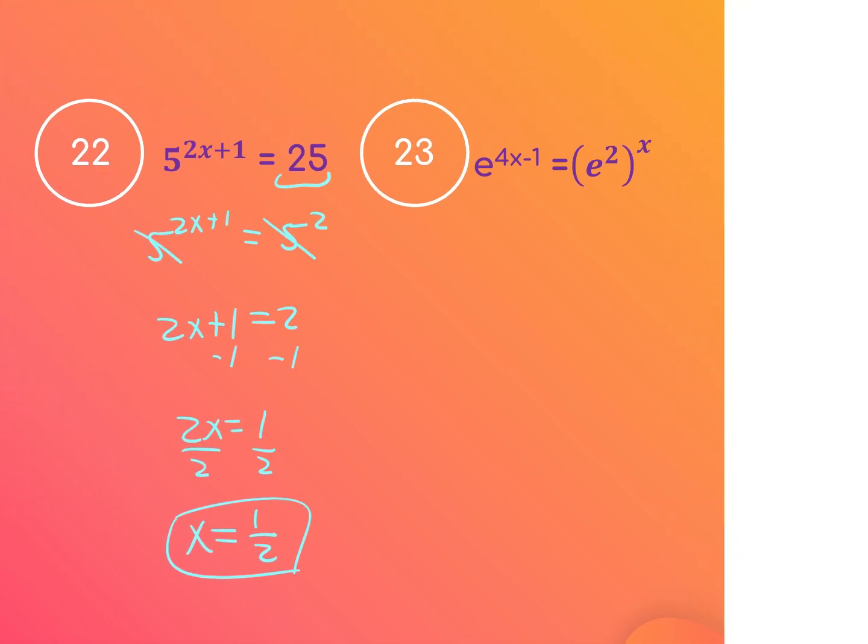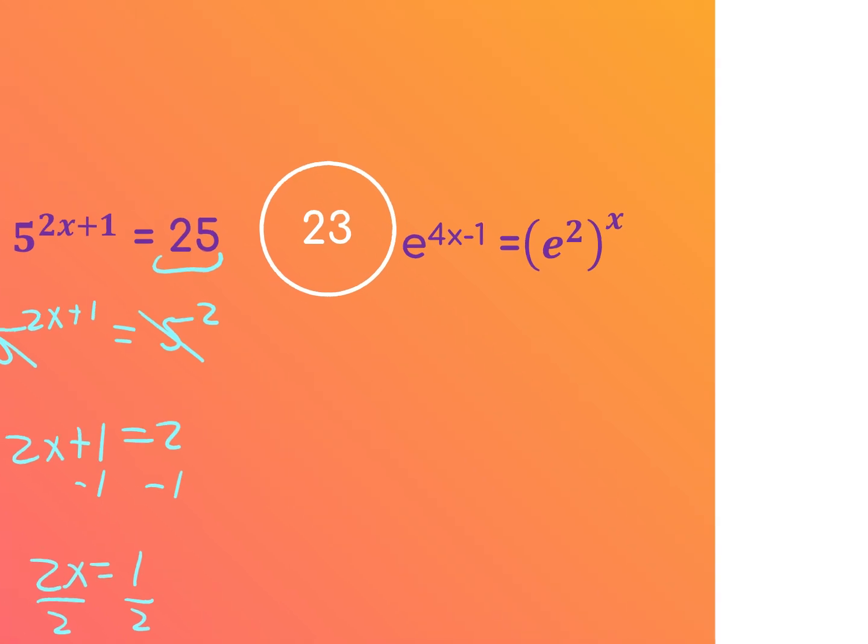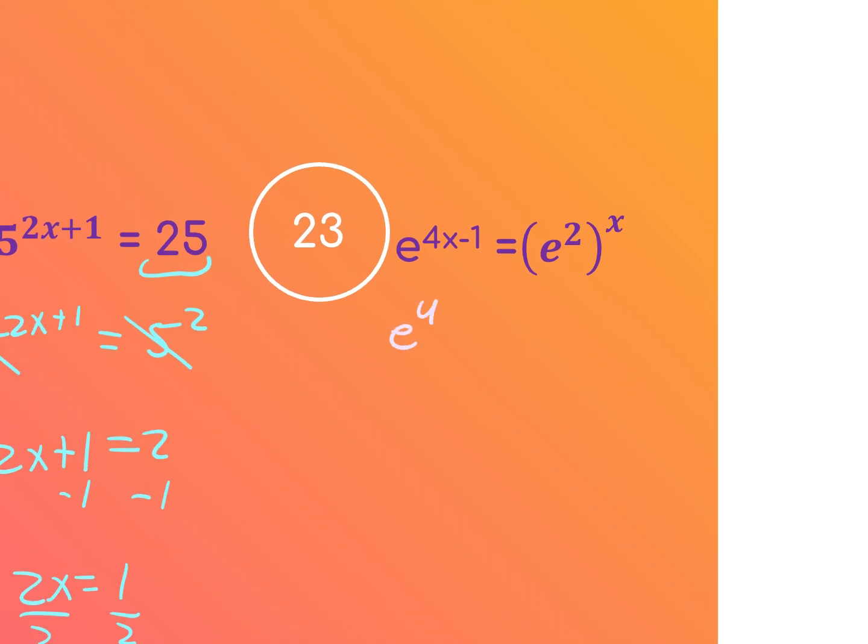This next one, I didn't go into too much detail about e yet, but what I did say was you can treat it just like any other number. E is a number. It gets you that 2.718 constant. So what you can do is simplify these. Make sure these are both fully simplified. E to the 4x minus 1, there's nothing more you could do to that.